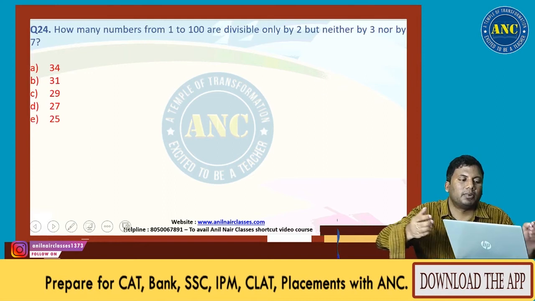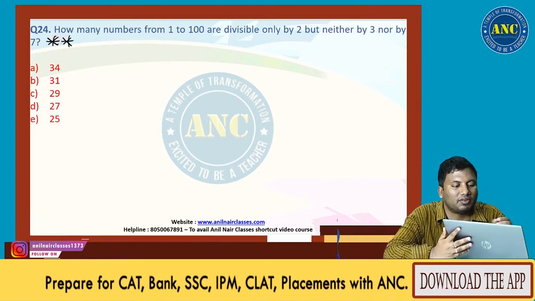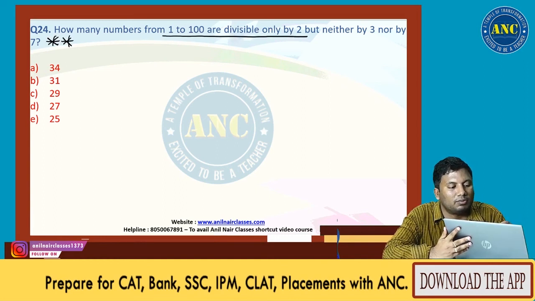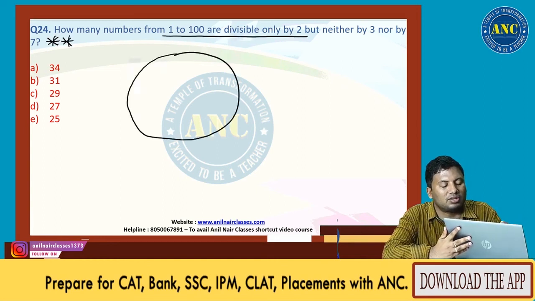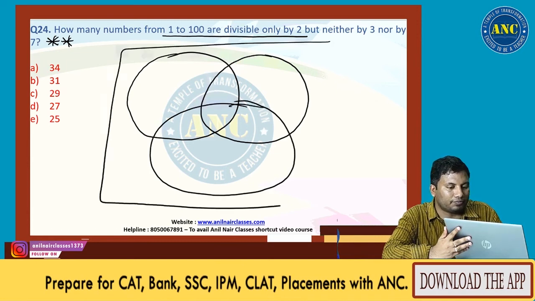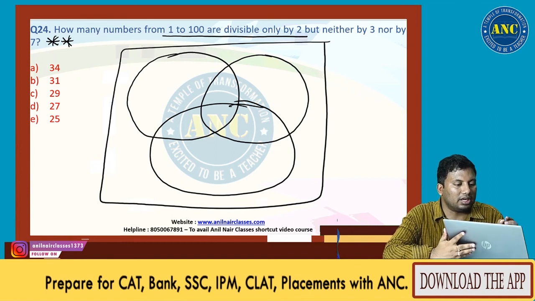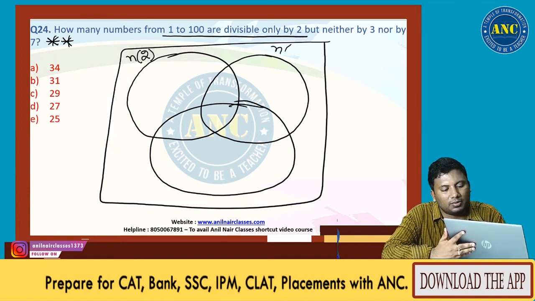Right. Question number 24. How many numbers from 1 to 100 are divisible only by 2? The best way to solve this question is by using Venn diagrams, because there are 3 sets. Easily you will understand how you can do it. Now these are the numbers which are divisible by 2. These are the numbers which are divisible by 3. These are the numbers which are divisible by 7.